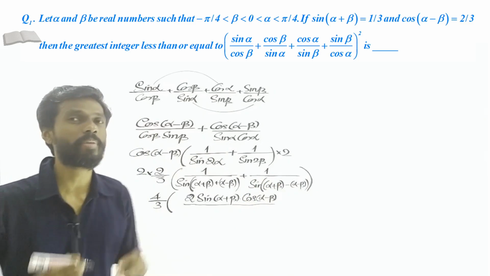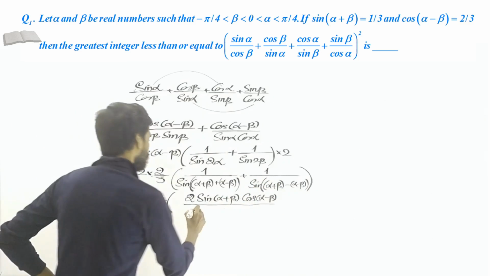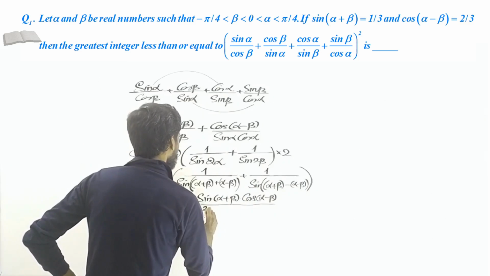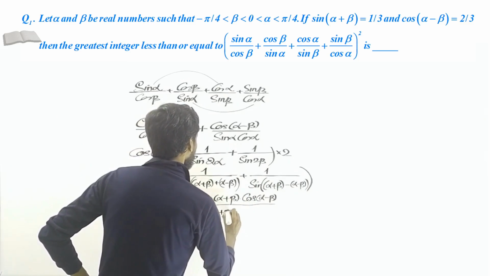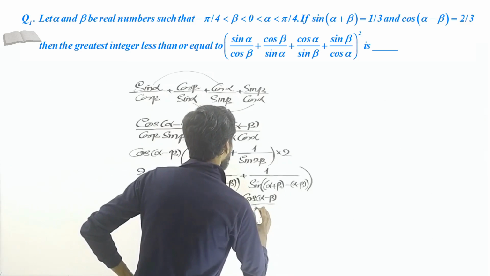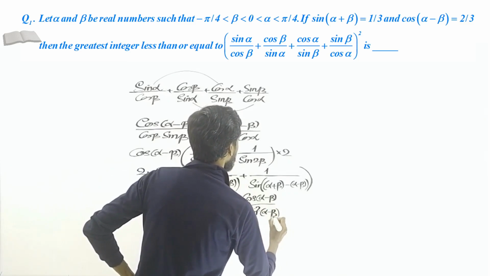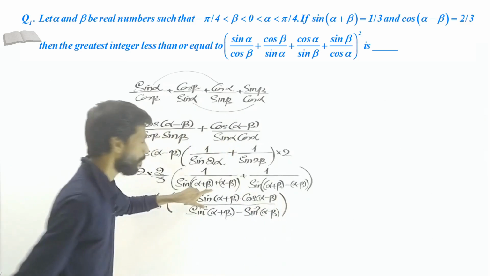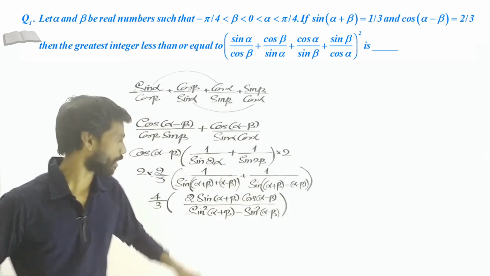What is sine A plus B multiplied by sine A minus B? That is sine square A minus sine square B. If you remember the formula, we can write directly sine square A minus sine square B. So that is the formula for sine A plus B multiplied by sine A minus B.